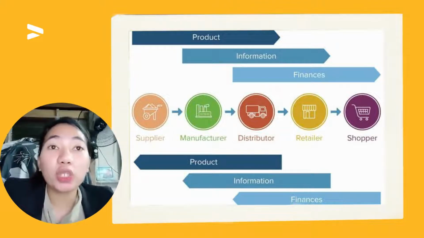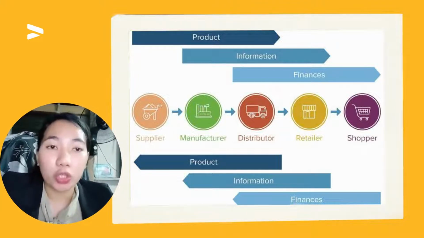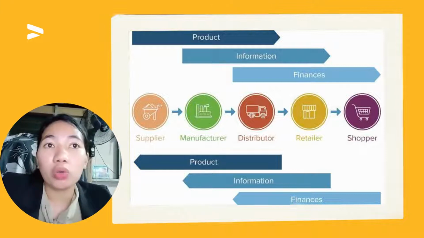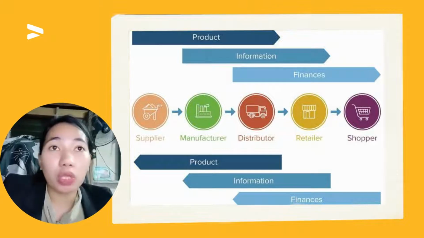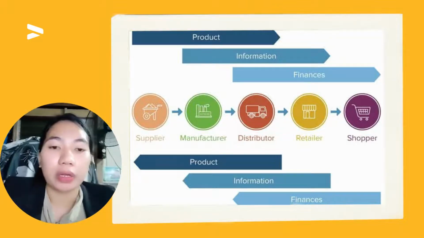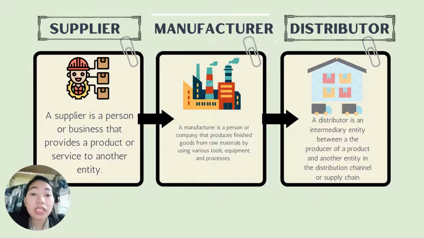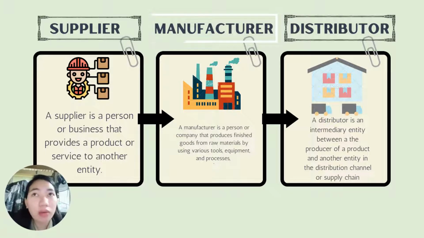So first we have the supplier, manufacturer, and then it is going to go to the distributor, retailer, and shoppers. So first, I'm going to explain to you about the supplier. A supplier is a person or business that provides a product or service to another entity. Their role in a business is to provide a high quality product for the manufacturer.